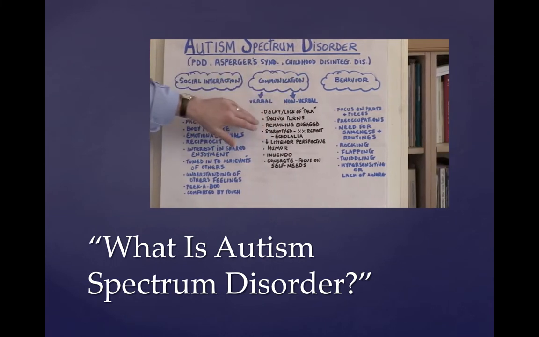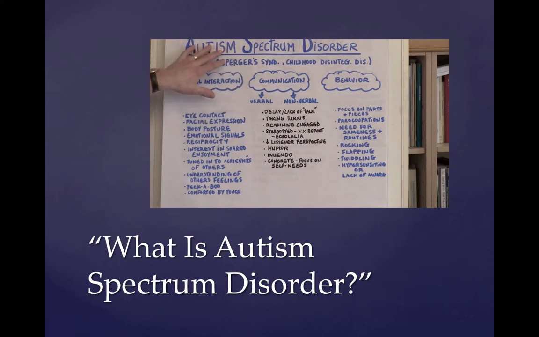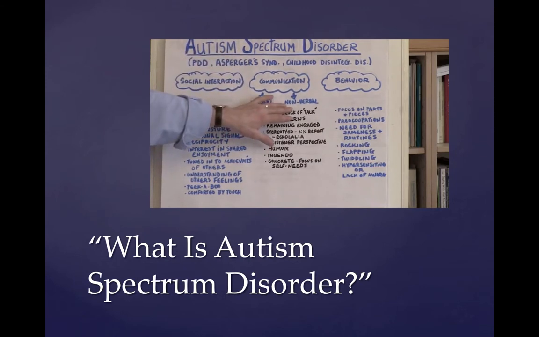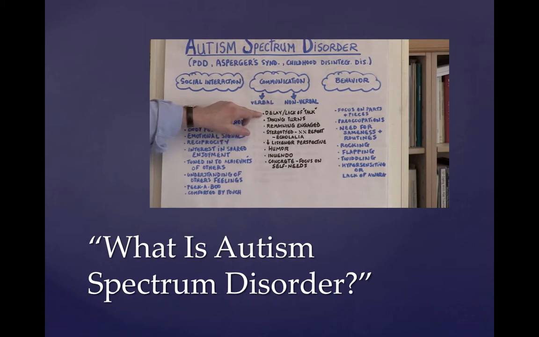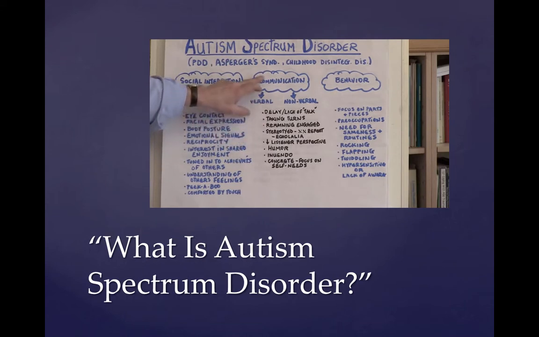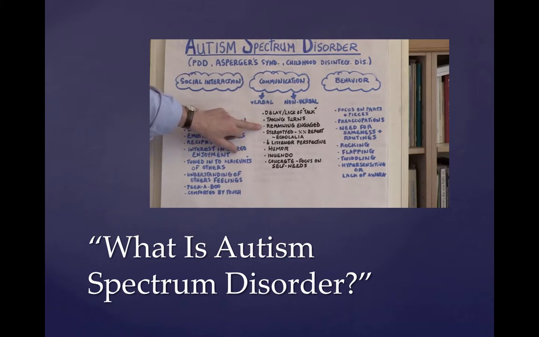In the communication area, we talk about people with autism having difficulties both in verbal and nonverbal domains. We very often see a delay or even a lack of talk. Young children with autism will sometimes begin to develop language and then it'll abruptly stop. In many cases, that language just never develops. They have difficulties in the communication domain with taking turns. So when they say something, it's often not in a reciprocal give and take way. They have difficulty remaining engaged in conversations.